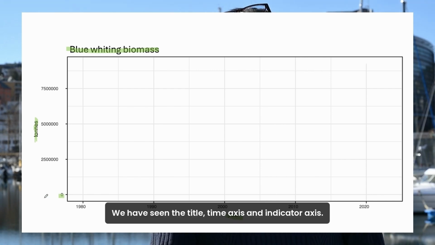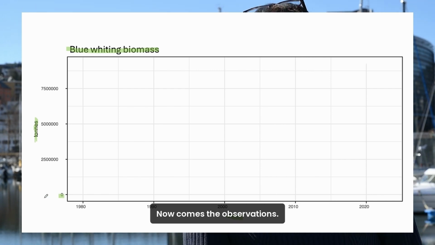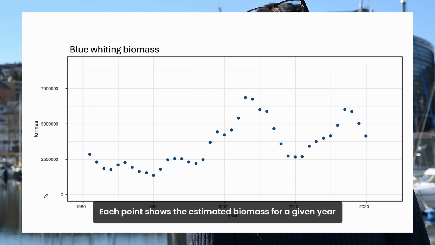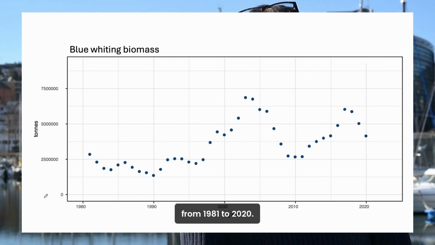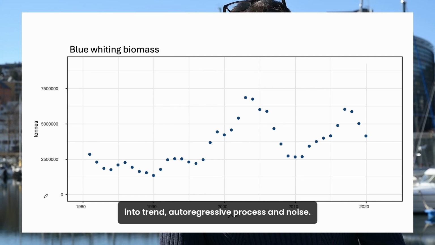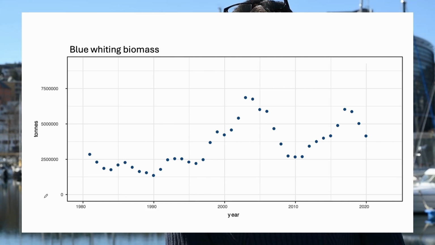We have seen the title, time axis, and indicator axis. Now comes the observations. Each point shows the estimated biomass for a given year from 1981 to 2020. We can now decompose the time series of observations into trend, autoregressive process, and noise.